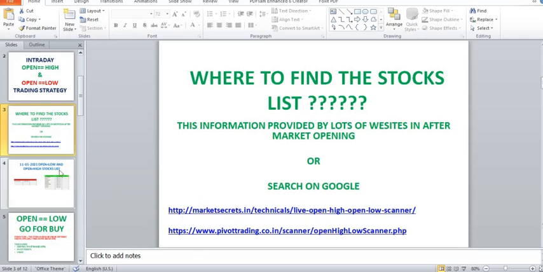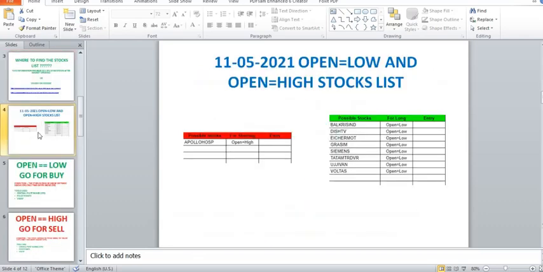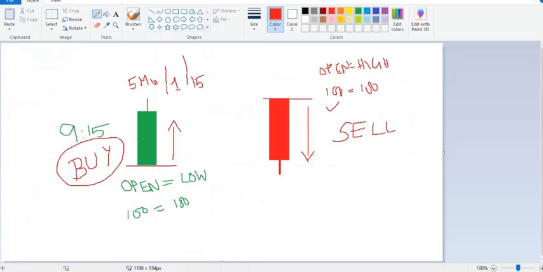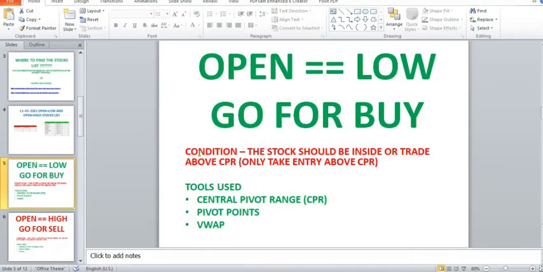Some stock list URLs I will post here, and also in the comment description. This is the chart of 11th May 2021, the open is equal to low and open is equal to high stock list. Here Apollo Hospital is open is equal to high, so go for a short. These stocks are open is equal to low, so we can go for a buy. The condition: open is equal to low, go for buy.